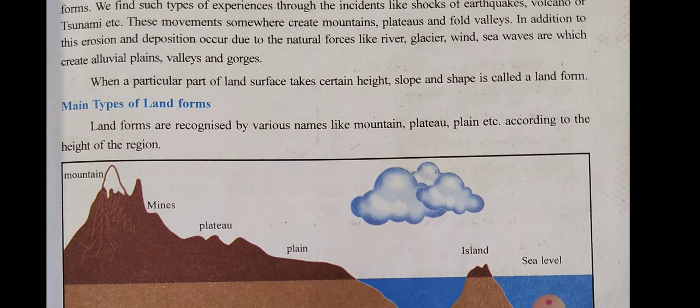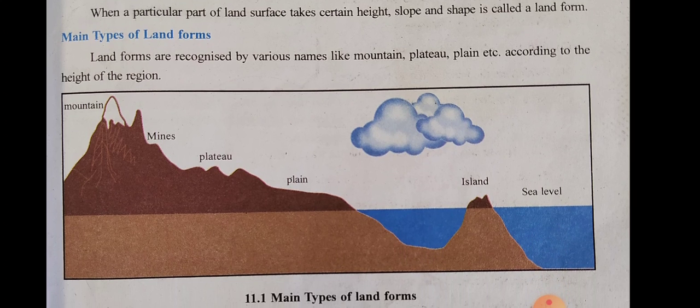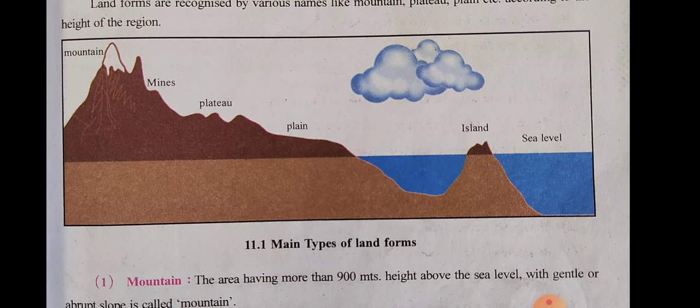So, when a particular part of land surface takes a certain height, slope, and shape, it is called a landform. So which are the main types of the landforms? Landforms are recognized by various names like mountain, plateau, plain, etc. according to the height of the region. Here you can see the picture, the main types of the landforms: mountains, mines, plateau, plain, and island.